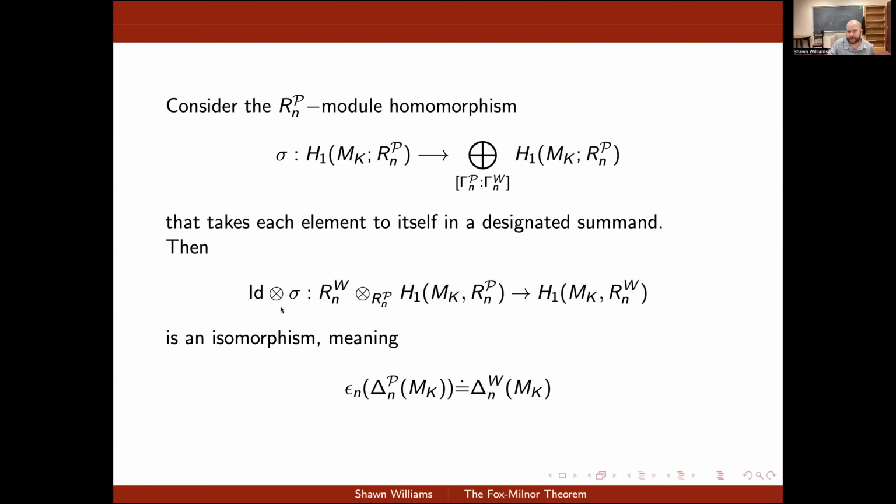We have the property now that if I tensor with R_nW, what I end up getting is an isomorphism. And because I get this isomorphism, this tells me that if I look at the image of my modified Alexander polynomial under this embedding, epsilon_n, I'm going to get the polynomial for coefficients in R_nW. So we have this compatibility with respect to the embedding.